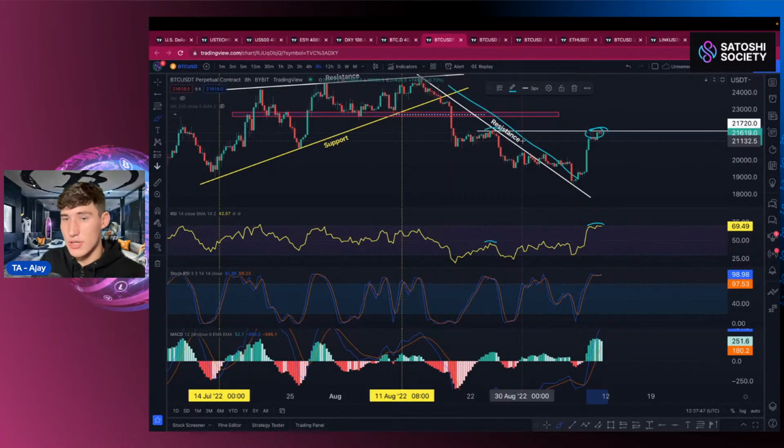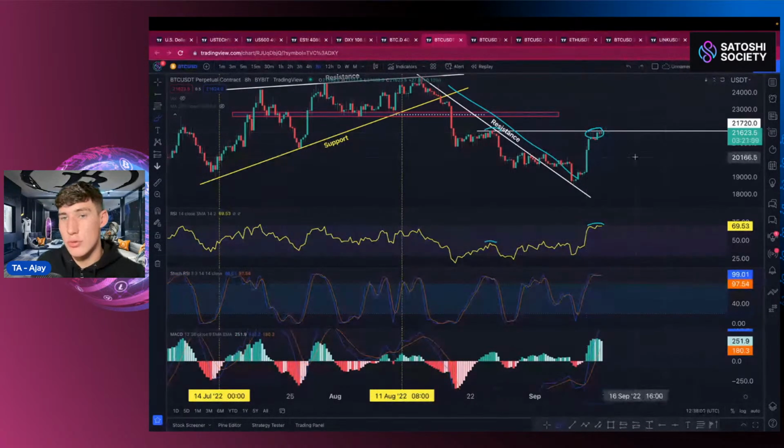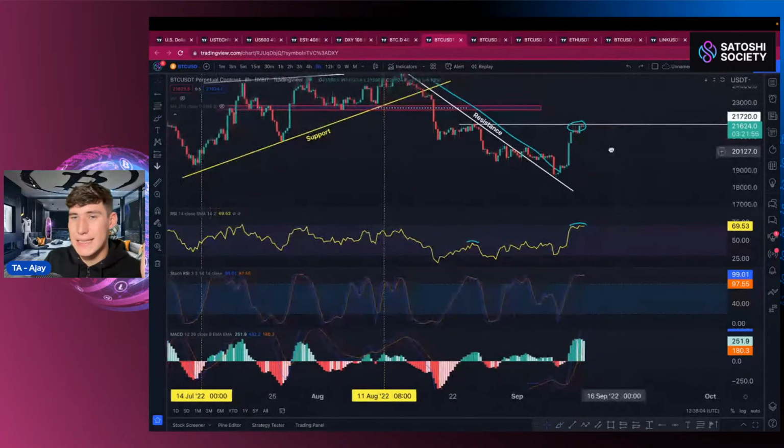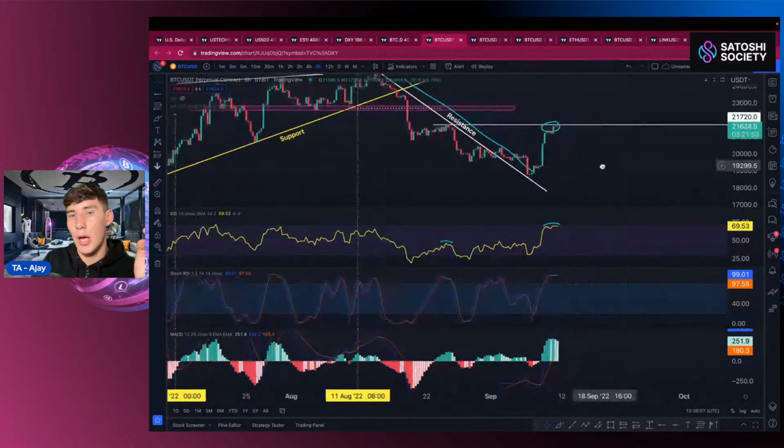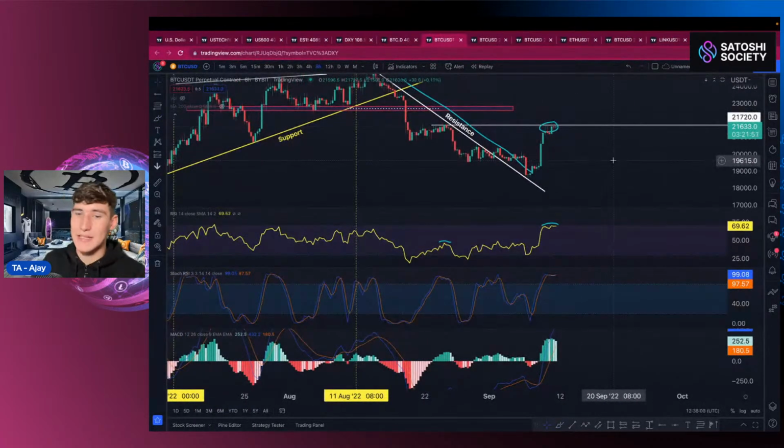The indicator RSI is sitting around 70, which is very overextended. Also, the stochastic RSI is above 80, which is signaling to us that it is very overextended as well. So I do think over the course of today, we could potentially see a bit of a pullback. That is what I anticipate. That is what the charts are telling me.